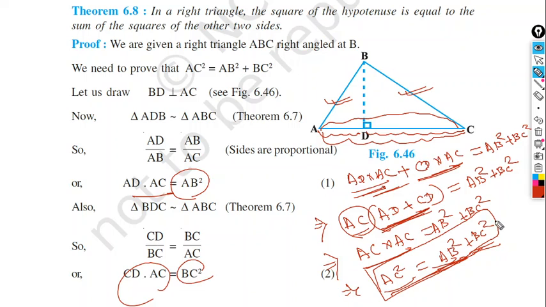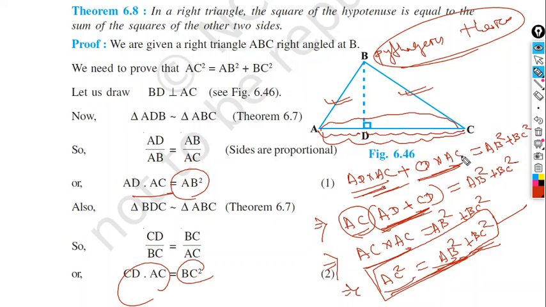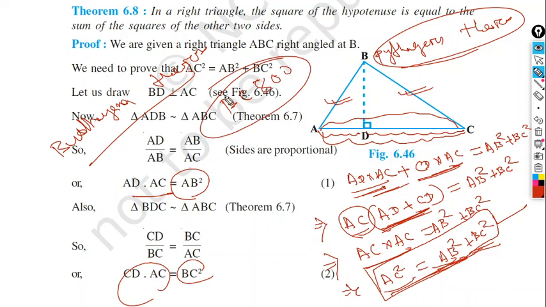Okay, so we have proved Pythagoras theorem. Sometimes this theorem is also known as Baudhayana theorem, because in 800 BC, Indian mathematician Baudhayana also discovered this theorem, but worldwide this theorem is known as Pythagoras theorem. Okay, so I hope we have understood the theorem.